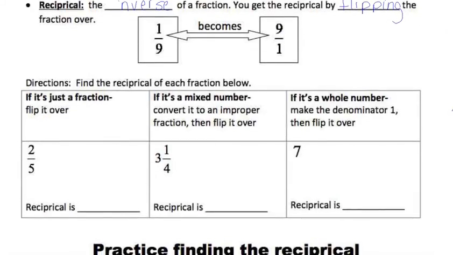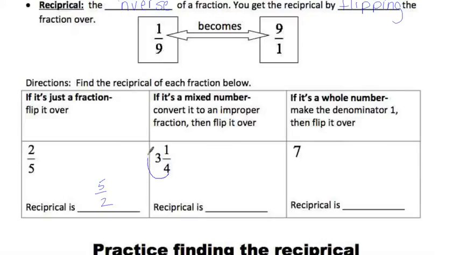It says, find the reciprocal of each fraction below. If it's just a fraction, you're going to flip it over. So if it's 2/5, the reciprocal is going to be 5/2 or 5 over 2. Next one, it says, if it's a mixed number, convert to an improper fraction and then flip it over.